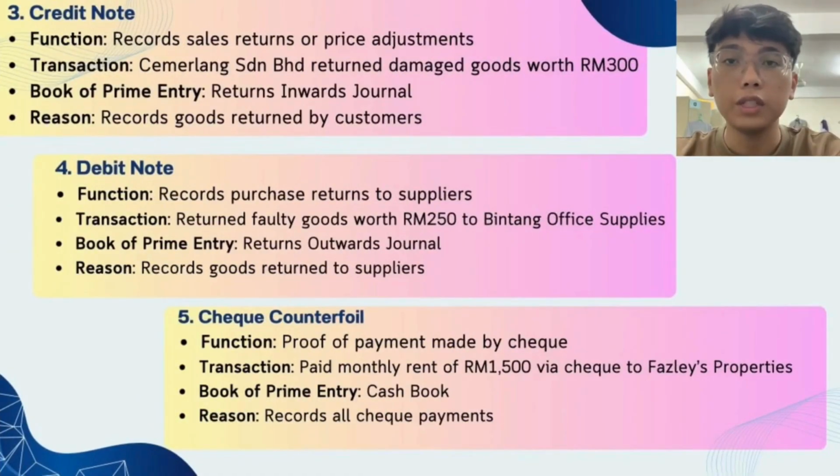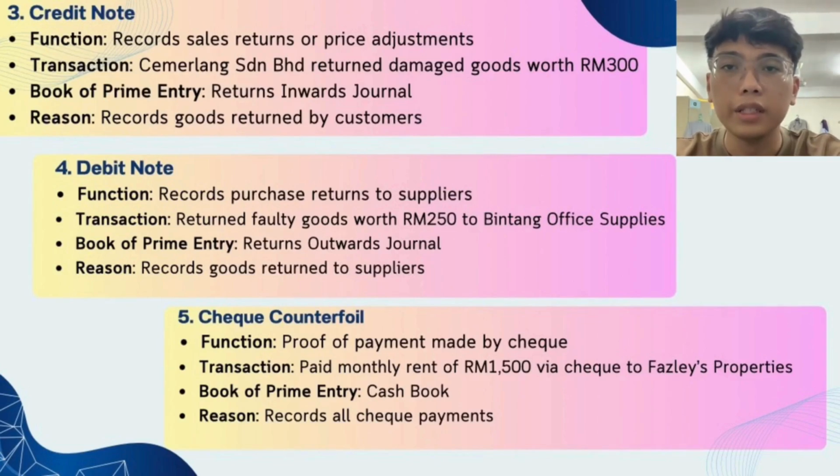And for number 3 is credit note. The function of credit note is to record sale returns or price adjustments. The example of transaction is Cemerlang Sdn Bhd returned damaged goods worth RM300. The book of prime entry is returns inwards journal. The reason is because it records goods returned by customer.